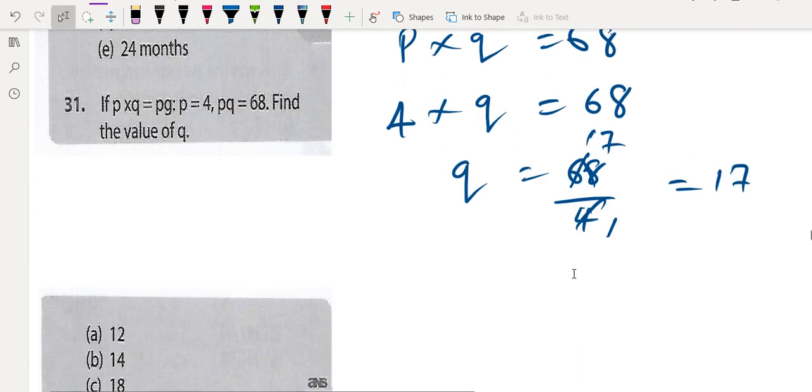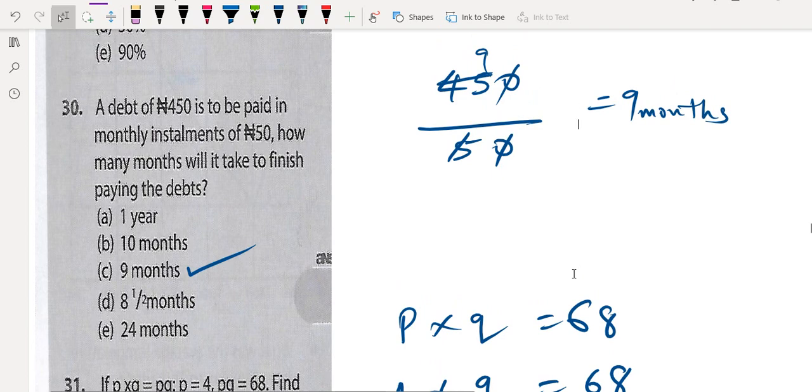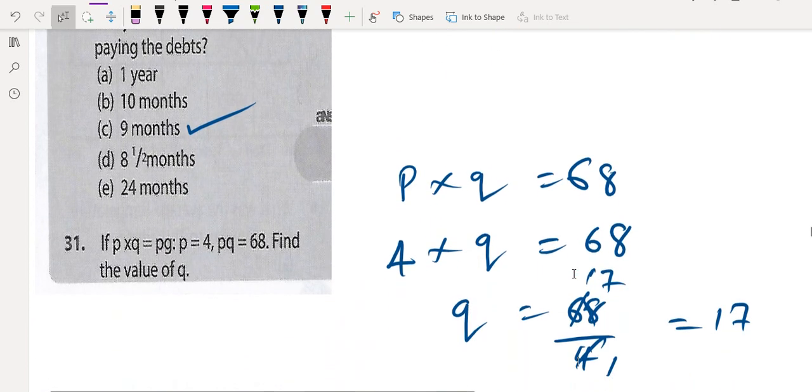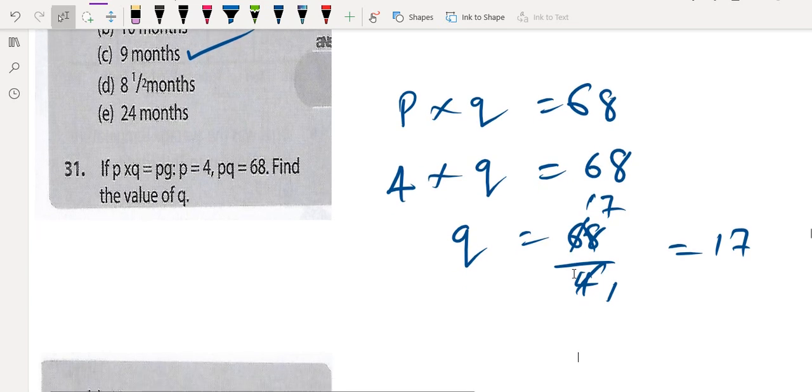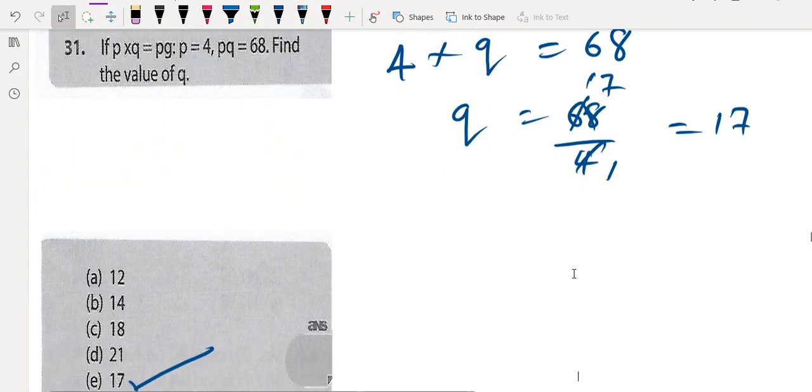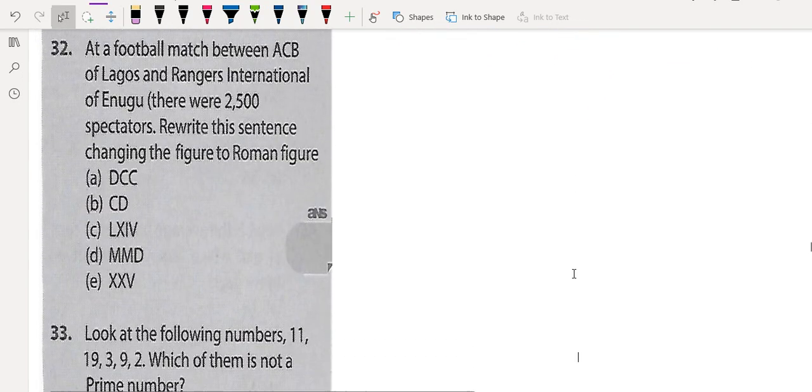You understand the question? Yes. It's very simple. The product of P and Q is 68. If P is 4, what will be Q? That's just what the question is saying. Are you writing? Okay, I'll soon see it. 32.